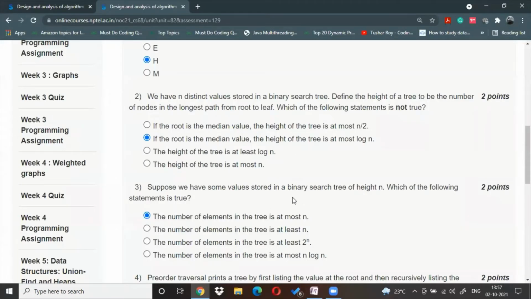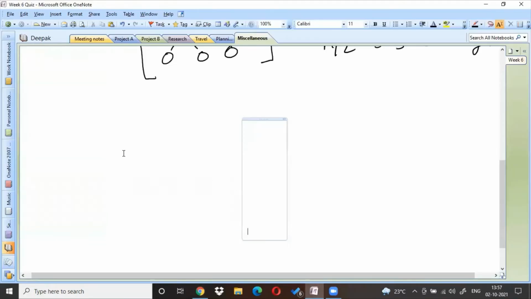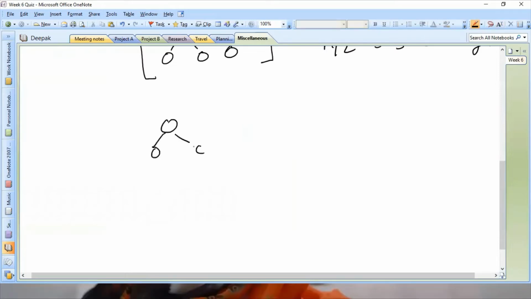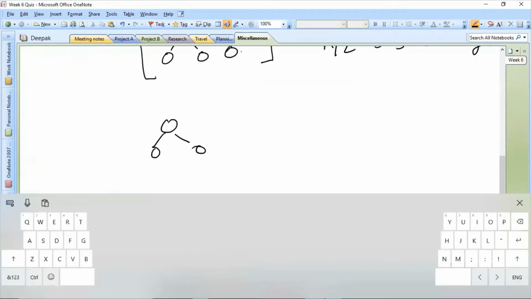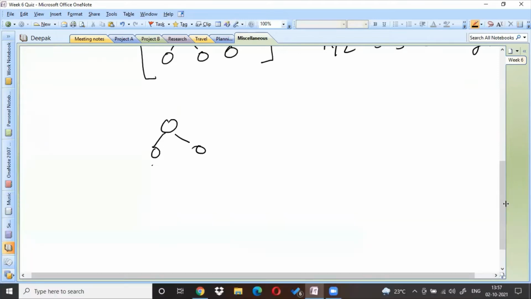Okay, so the second option says that, let's look into the third problem because that is a negation part. The height of the tree is at least log n. So this is actually possible in case you are given a complete binary tree. Now, what is a complete binary tree? A complete binary tree has all its children completely filled, right? If all the children are filled, then you can always say that the height would be in the order of log n. So let's look into that.